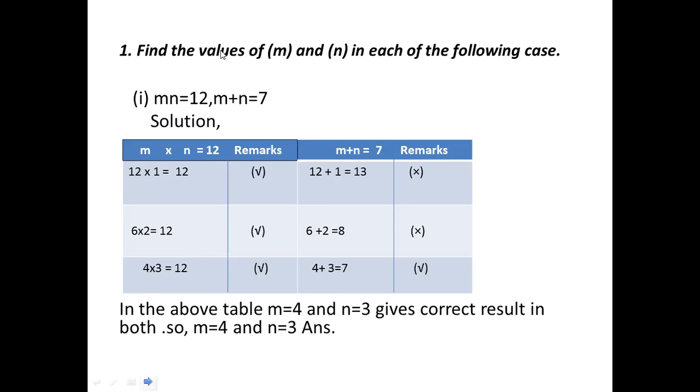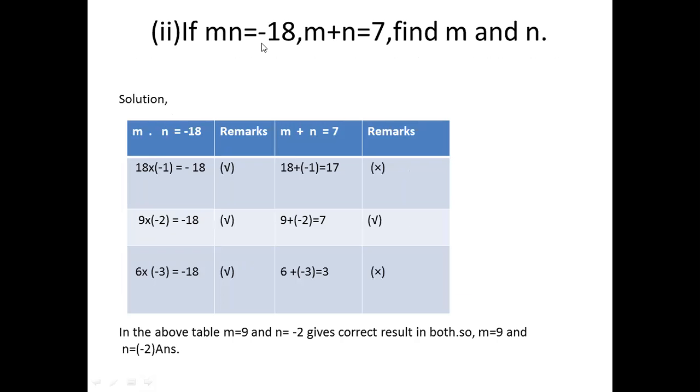Here, if mn equals minus 18 and m plus n equals 7, find m and n. Solution: in the first column write m into n equals minus 18, remarks, m plus n equals 7, then write remarks. Let's start with any one. In column 1, we take two factors whose product must come to minus 18. Here I have taken 18 into minus 1. 18 into minus 1 is minus 18, and remarks is correct. Now 18 plus minus 1, because n is minus 1 taken here, when you add 18 and minus 1, it will come 17.